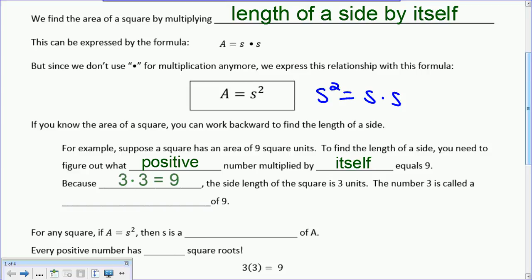So because 3 times 3, or 3 times itself, equals 9, the side length of the square is 3 units. So the number 3 is called a square root of 9. Because 3 times itself gives you 9, so if you take the square root, where 9 came from, that's 3 times itself. That's why we call it the square root. Okay?